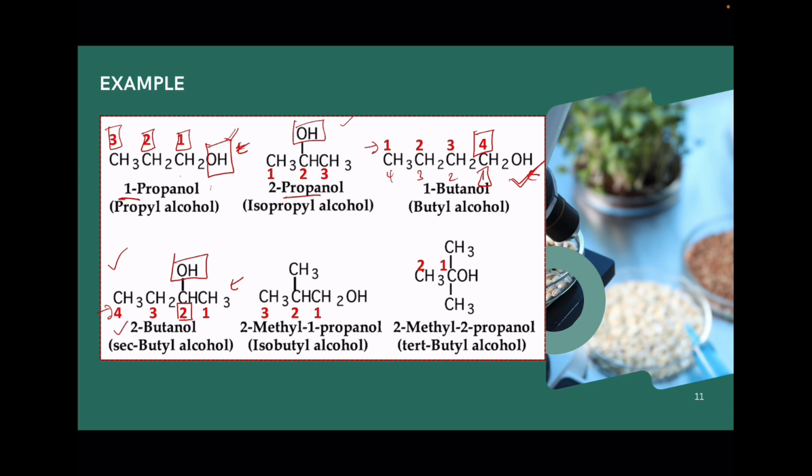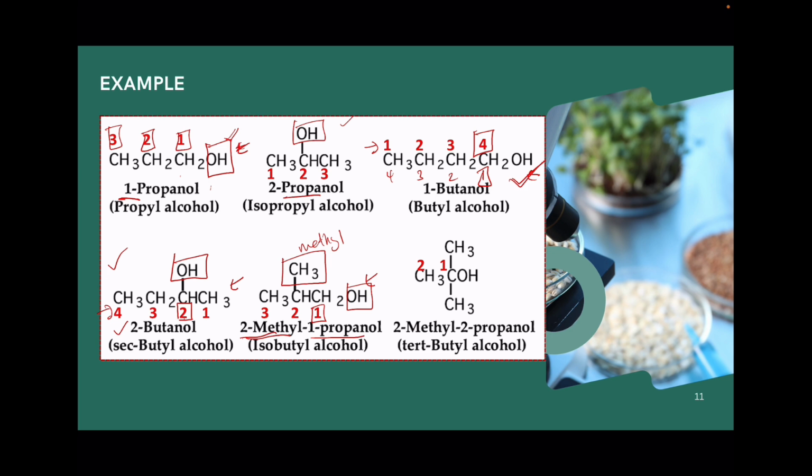And then for the next one, we can name this compound 2-methyl-1-propanol. We start the numbering from the right side, and at the second carbon, we have a methyl group as a substituent. So that's why we name it 2-methyl as the substituent, and then 1-propanol, which means OH is attached at carbon number 1. The last example here.